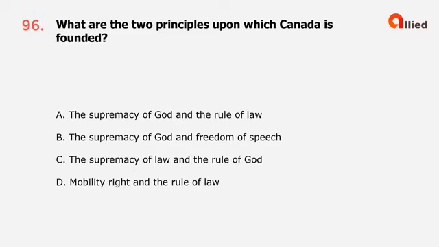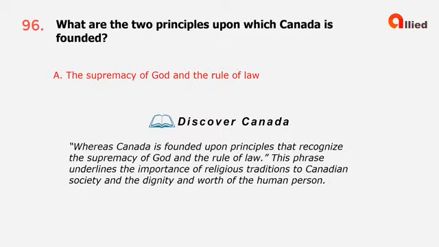Question 96. What are the two principles upon which Canada is founded? A. The supremacy of God and the rule of law. B. The supremacy of God and freedom of speech. C. The supremacy of law and the rule of God. D. Mobility right and the rule of law. The answer is A. The supremacy of God and the rule of law.